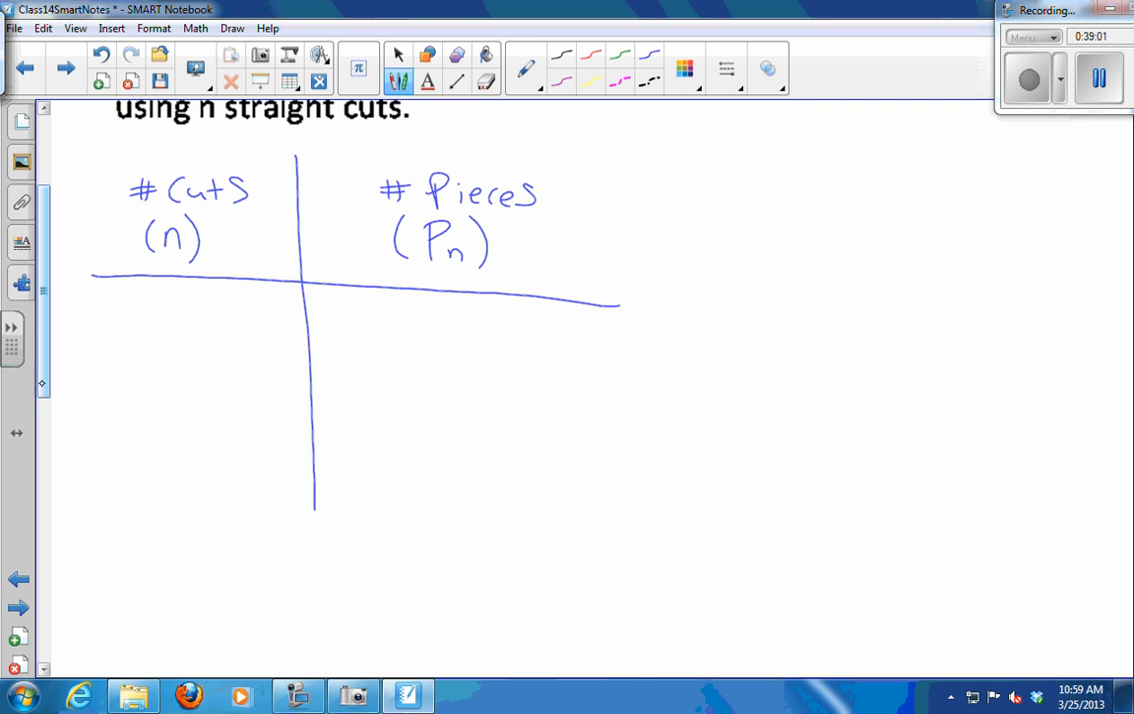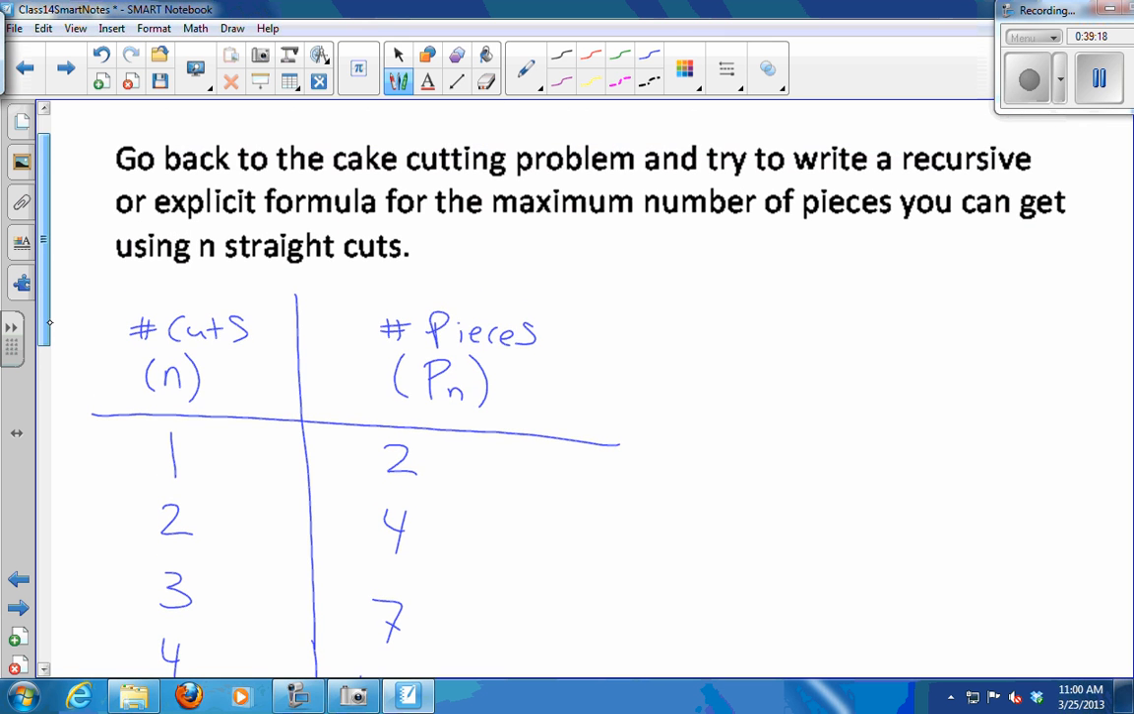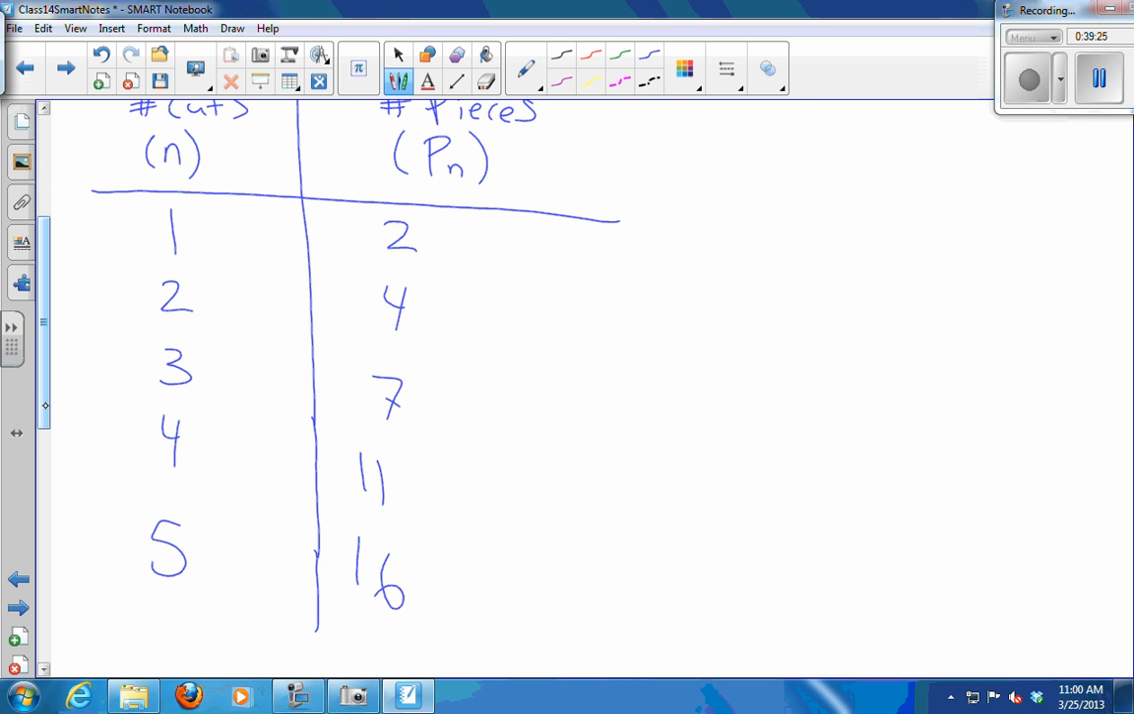And we had 1 cut, 2 pieces; 2 cuts, 4 pieces; 3 cuts, 7 pieces; 4, 11; 5, 16. I want you to try to write a recursive and an explicit formula for the number of pieces given the number of cuts. A recursive and an explicit formula for this rule. The recursive rule is coming a little more naturally in this case for most of us.